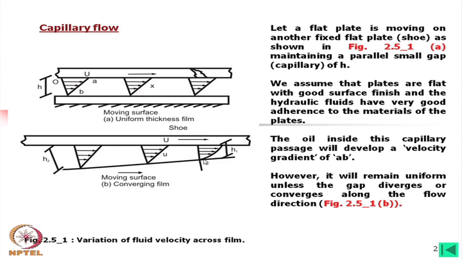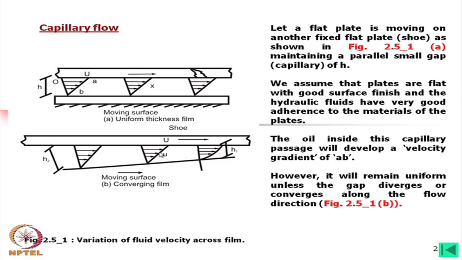What we have shown here is a converging gap at the bottom. In that case, if this point is moving over here, at the top also this point will move the same distance. But if we look into this, the gap has reduced here, but this is an incompressible fluid and there is no slippage, so the amount entering here has to go out through this H1 gap.